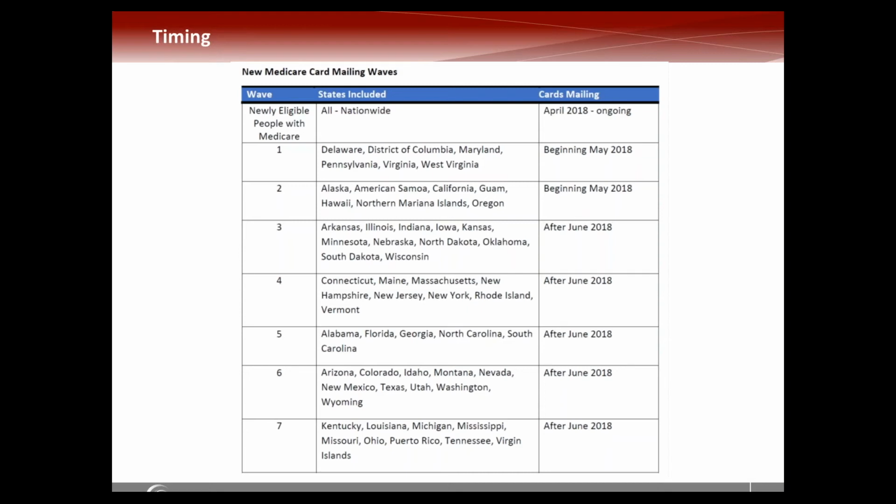If you're in Delaware, DC, Maryland, Pennsylvania, Virginia, or West Virginia, those Medicare beneficiaries should start getting their card sometime in May, followed by the second wave of Alaska, American Samoa, California, Guam, Hawaii, the Mariana Islands, and Oregon. They will get their cards in May as well. And then starting in June, you have the states of Arkansas, Connecticut, Alabama, Arizona, and Kentucky. Those areas will begin to get their cards in June.